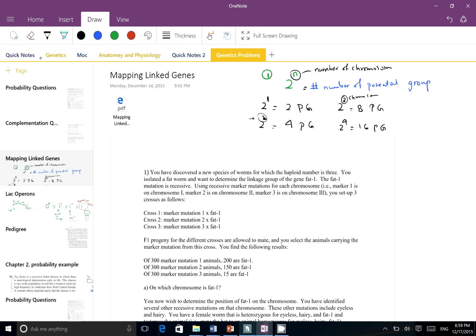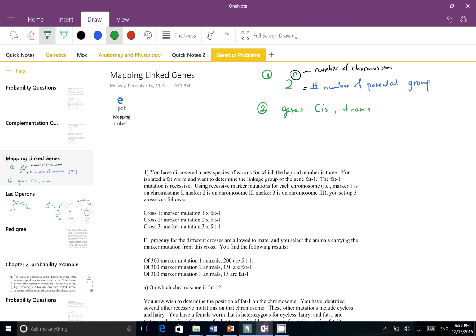So by looking at the parental groups, I'll be able to tell how many chromosomes I have. So this is step 1: figure out how many chromosomes I am dealing with. You might get 3 genes, 4 genes, 5 genes, regardless of how many genes you get, just figure out how many chromosomes you are dealing with. That's step 1. Step 2, again, by looking at the parental groups, you can determine which genes are in cis and which genes are in trans.